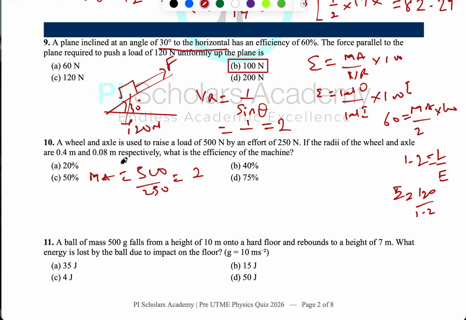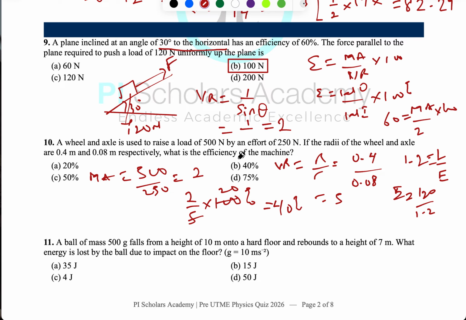They have given us the radii of the wheel and axle. So the velocity ratio of a wheel and axle is the big radius over the small radius. The big radius is 0.4. The small radius is 0.08. So 0.4 divided by 0.08, that is going to be 5. So therefore, our efficiency is going to be MA over VR, that's 2 over 5 times 100%. So 5 here is 20, so that will be 40%. So the efficiency is 40%.